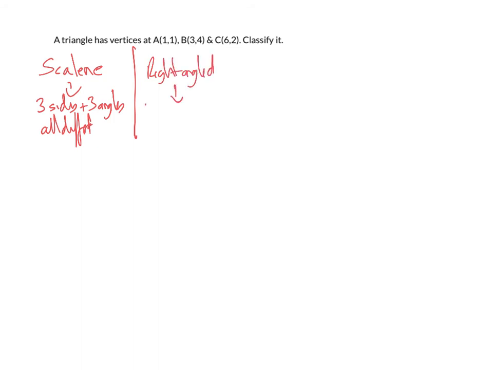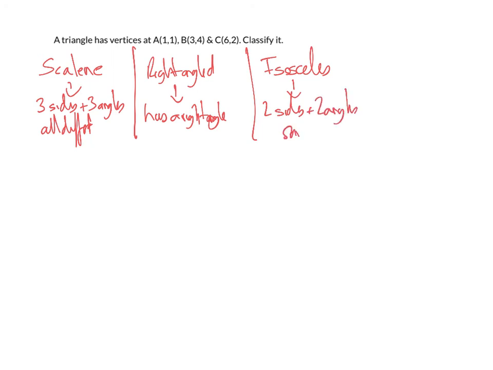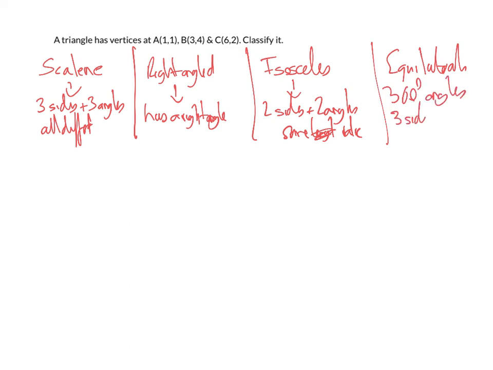Has a right angle. Shockingly. We have isosceles: two sides and two angles the same length, same value, I suppose. And equilateral: three angles, three sides, the same length. Okay, so that's the classification we're going to have to work out.